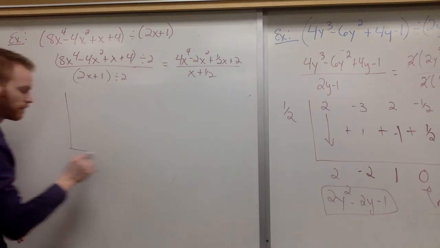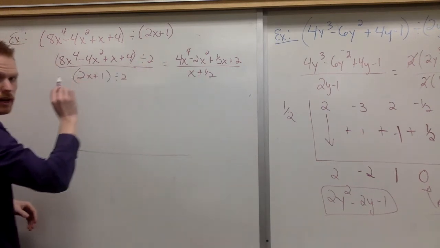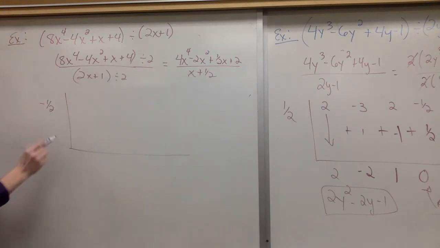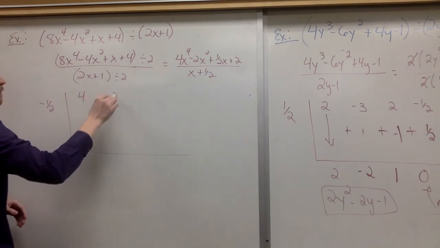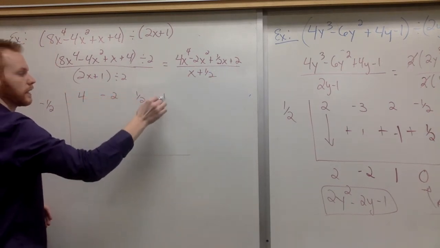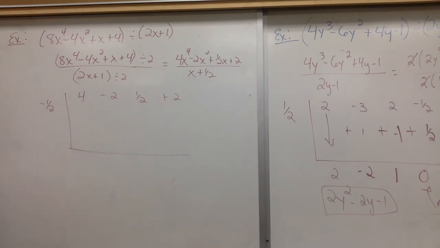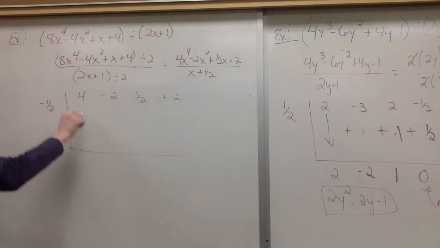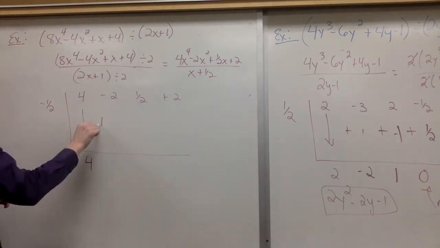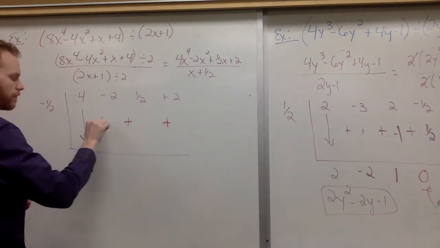Let's go ahead and do that. We take the opposite of this value, so we have negative a half. And then we're going to use the coefficients and constant here, so we get 4, negative 2, a half, and a plus 2. I encourage you, pause the video and try it out yourself before I give you the answer. First term we always bring down. We'll put the plus signs here.